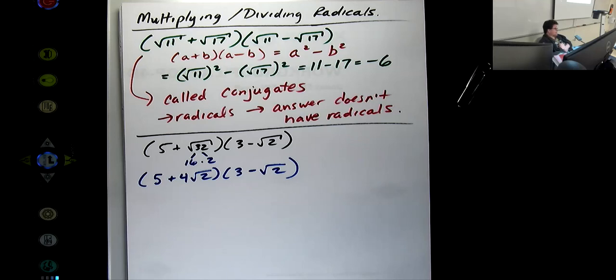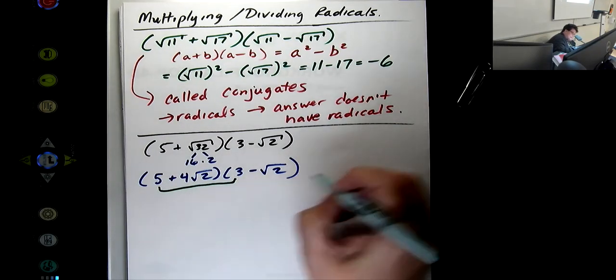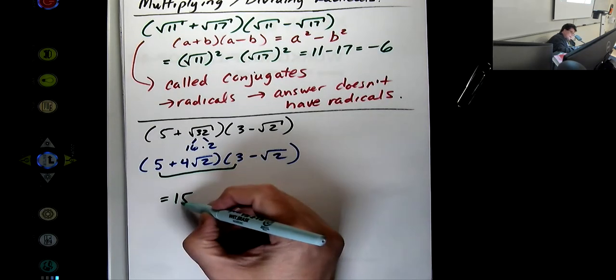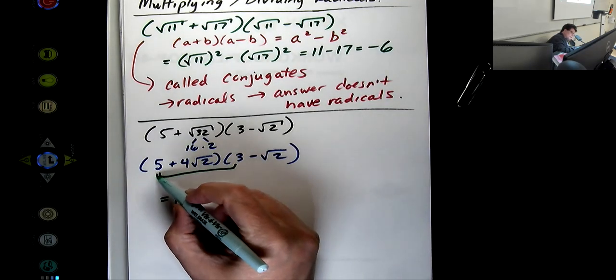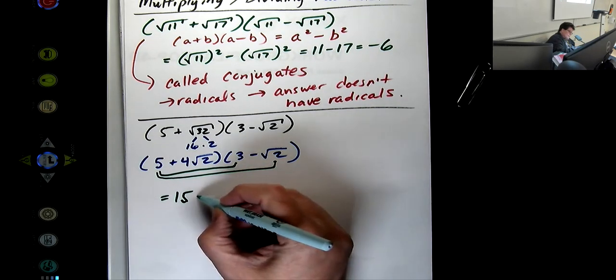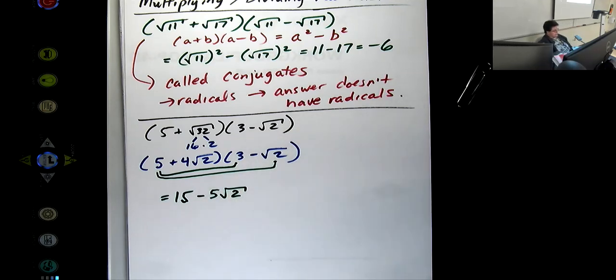There really is no magic formula or pill or anything you can take for this. You just got to multiply it out. So we're going to do that. I'm gonna take the 5 and I'll multiply by the 3 and I get 15. And then I'll do the outside. 5 times negative root 2 is negative 5 root 2. The 5 doesn't go inside the radical because it's not inside the radical already.